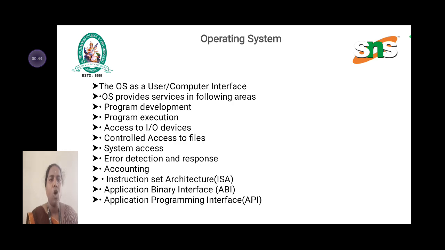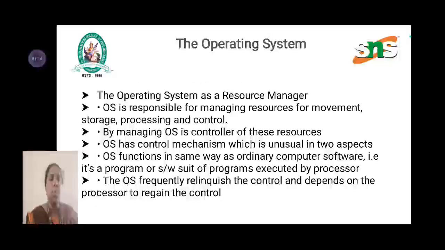Operating system. The operating system is a user interface. The operating system provides services in the following areas: programming development, program execution, access to input-output devices, controlled access to files, system access, error detection and responses, and accounting. Then the instruction set architecture, called ISA; the application binary interface, called ABI; and the application programming interface, API.